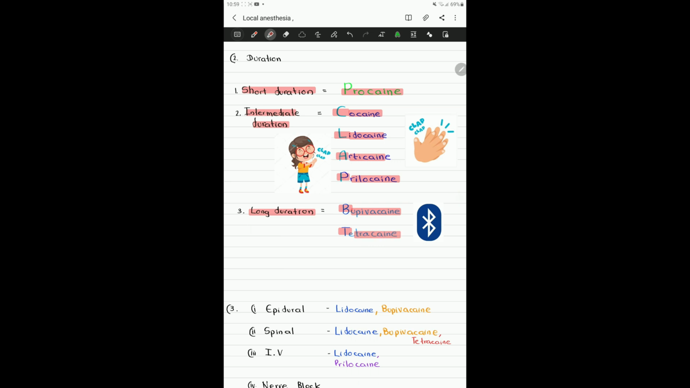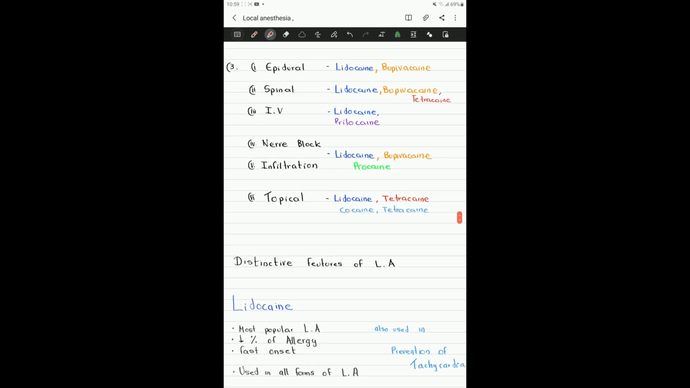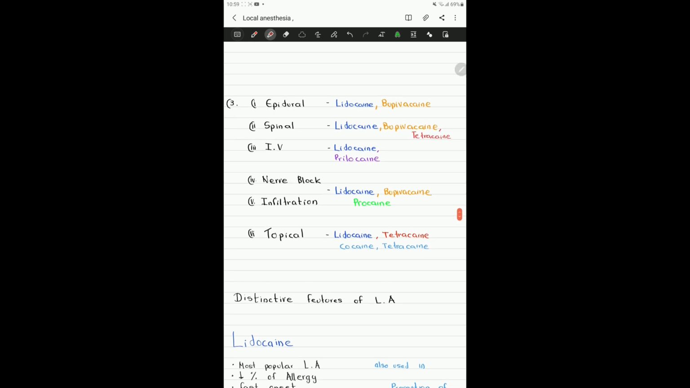Next up, we have classification according to their application. We can divide it among epidural, spinal, intravenous, nerve block, infiltration, and topical. Lidocaine is used in all these subtypes of local anesthesia.